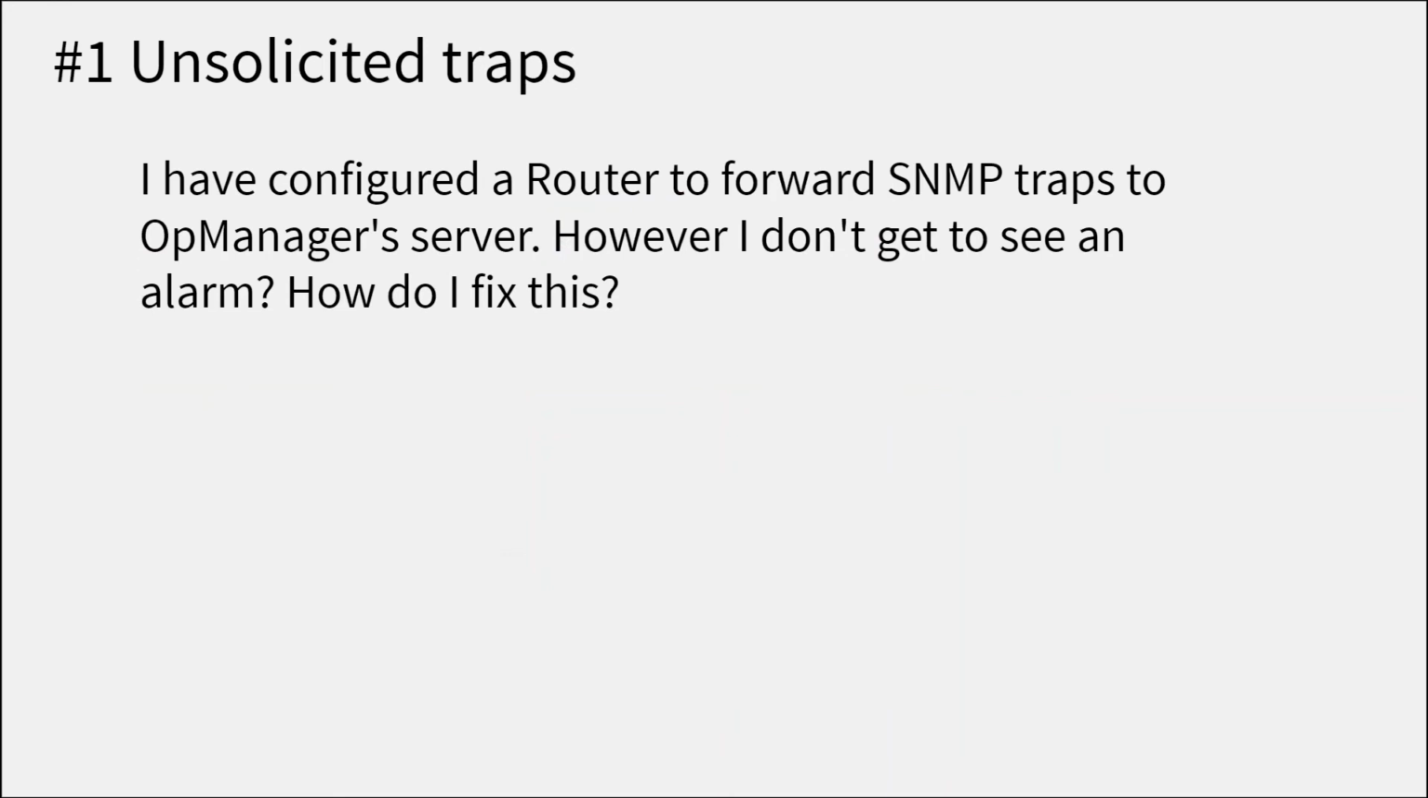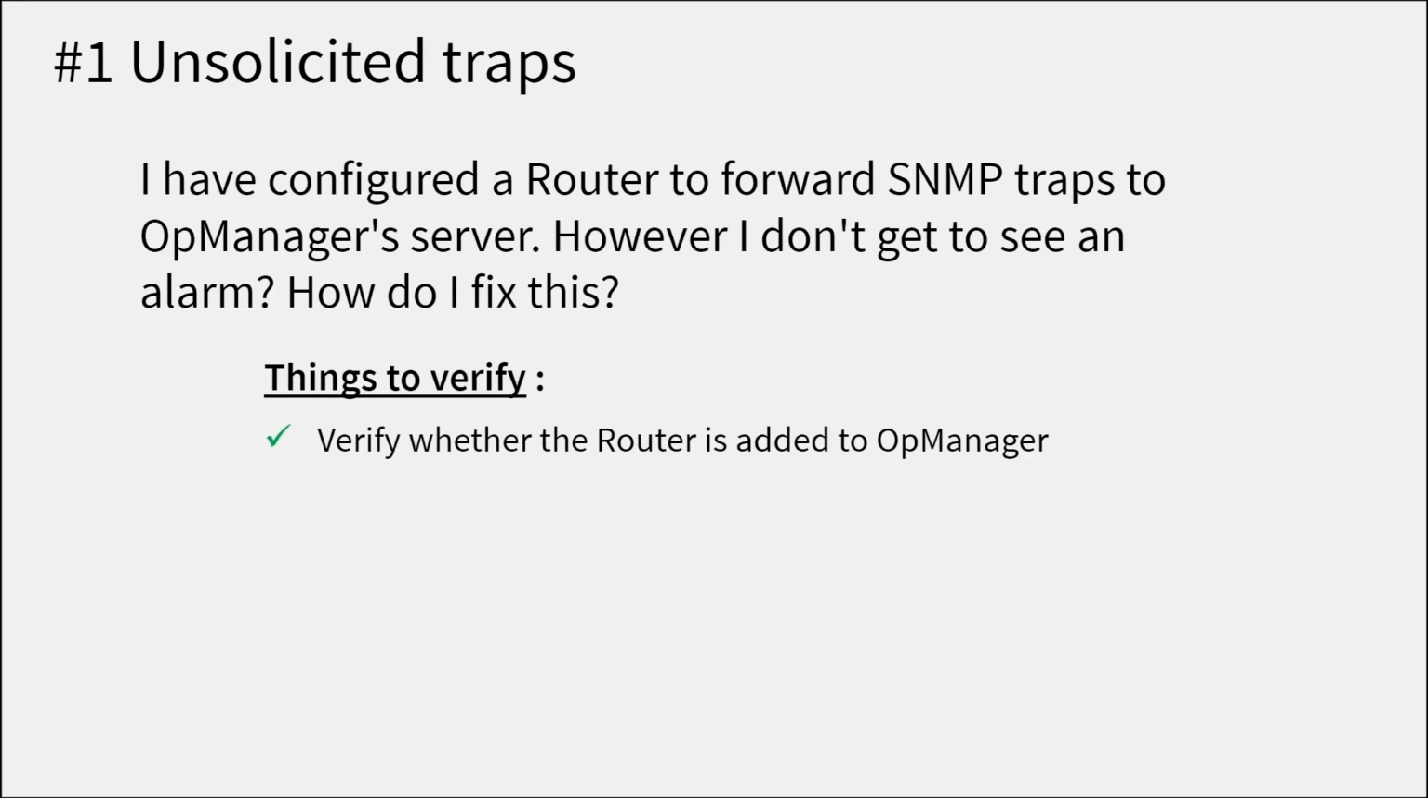So here is a use case. I have configured a router to forward SNMP traps to the OpManager server. However, I don't get to see an alarm. How do I fix this? So what are the things to verify? First, check whether the respective router is added to OpManager or not. So we need to know the source, only then we can monitor the trap messages from the respective devices.